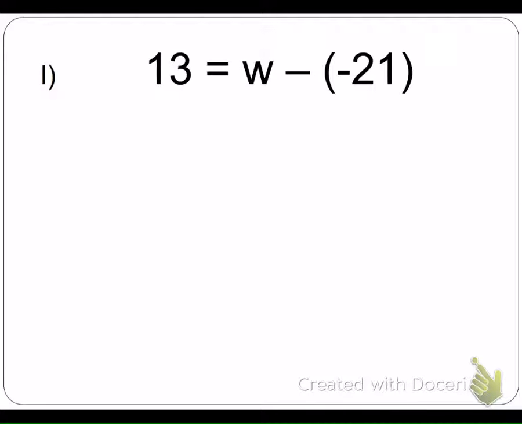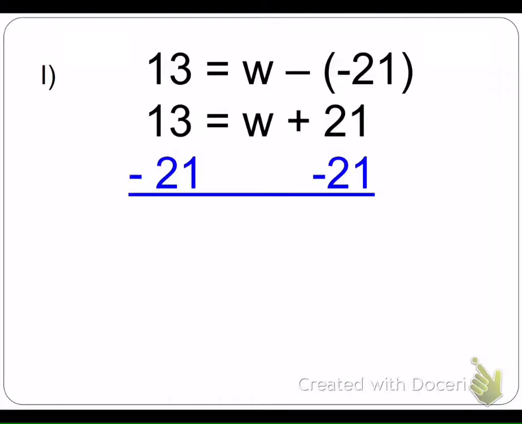Here's the next one. We looked at some like this yesterday too, where you have to clean up the signs before you get started. So I am going to rewrite the right-hand side. 13 equals W minus a negative 21. We know that minus a negative is the same thing as plus. So we are going to rewrite it, and then it's a lot easier to see what the inverse operation would be. If I want to undo adding 21, I'm going to have to subtract 21.